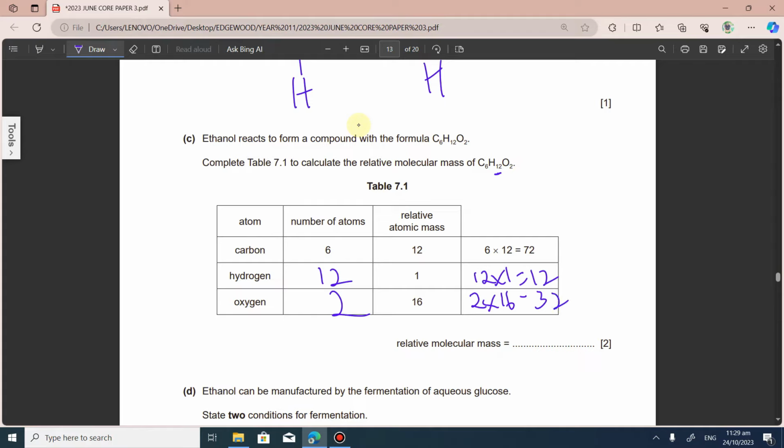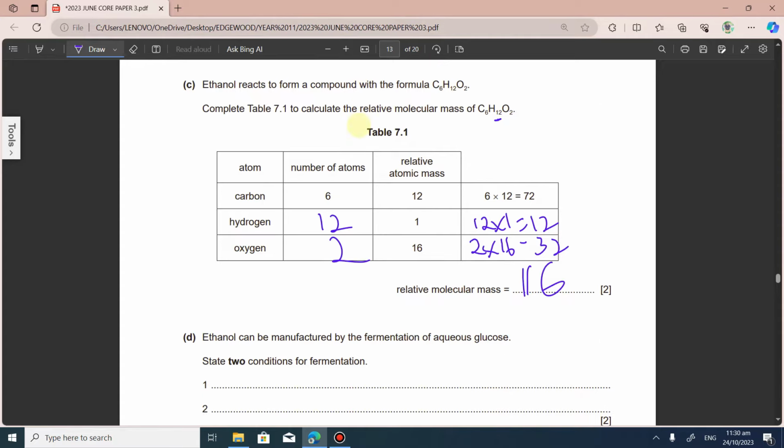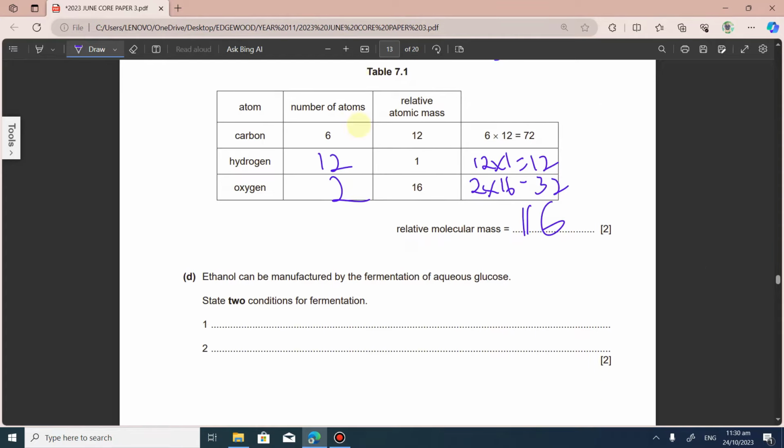So if we add all of these together, 72 plus 12 plus 32, that's 116. Right, 116. That's the relative molecular mass.